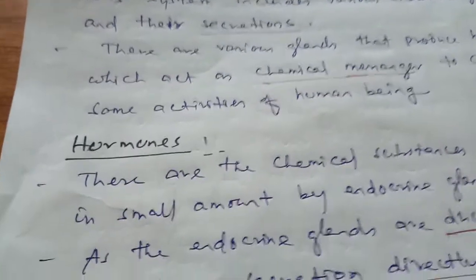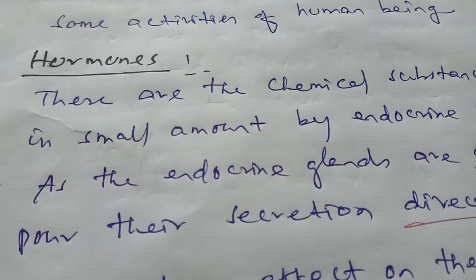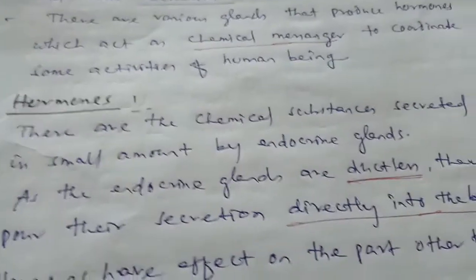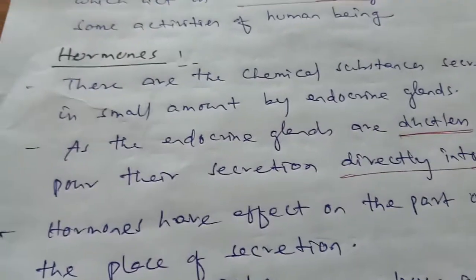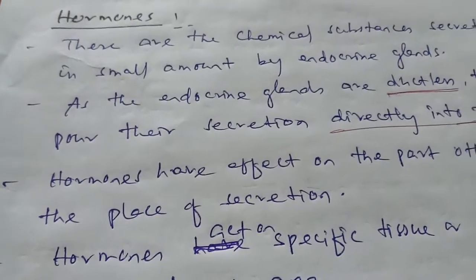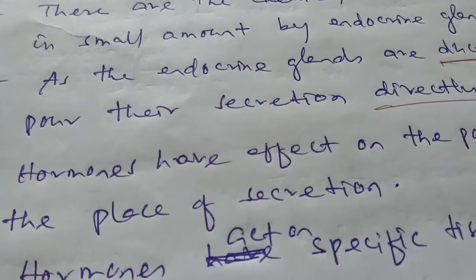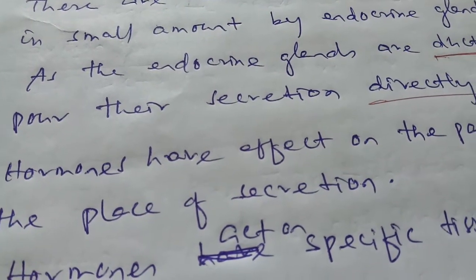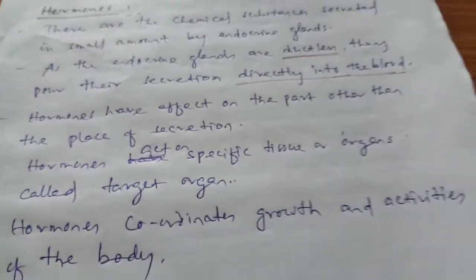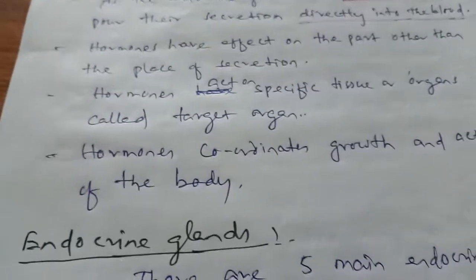Let us understand what hormones are. They are chemical substances secreted in small amounts by endocrine glands. As endocrine glands are ductless, they pour their secretion directly into the blood. Hormones have an effect on a part other than the place of secretion. It is one more important function of hormones: they are produced in one part, but the action is at a different part. Hormones act on specific tissues or organs called target organs. Hormones coordinate the growth and activities of the body.